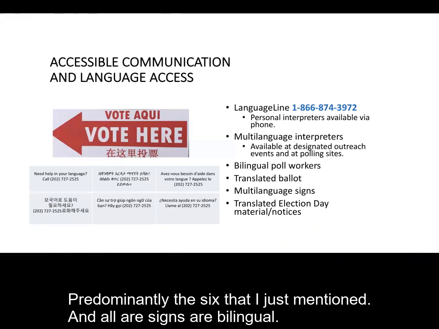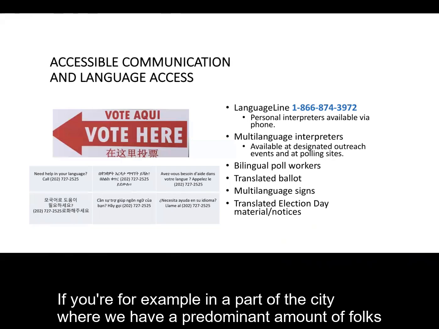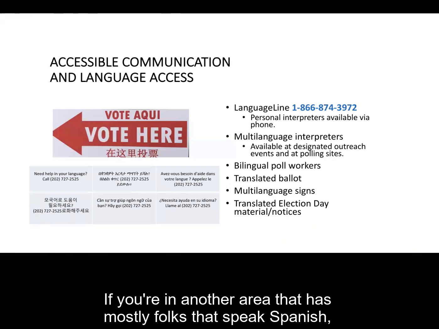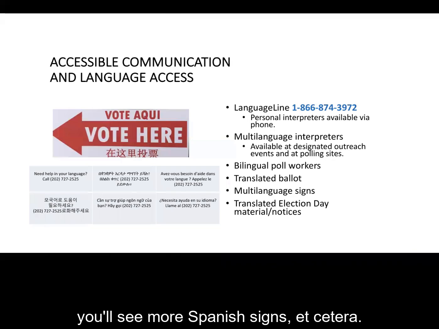And all our signs are bilingual. So if you're, for example, in a part of the city where we have a predominant number of folks who speak Amharic, like in our big Ethiopian neighborhoods, you'll see Amharic signs mostly. If you're in another area that has folks that speak Spanish, you'll see more Spanish signs, etc. Actually, I think that was my last slide.